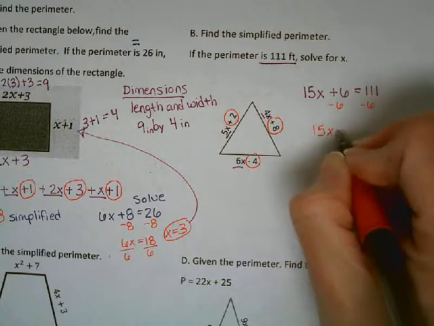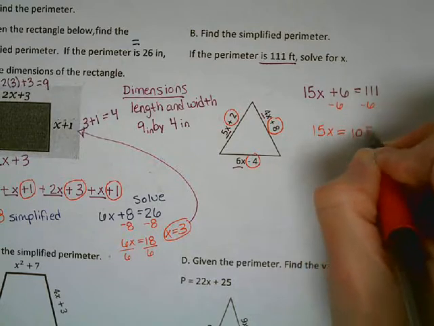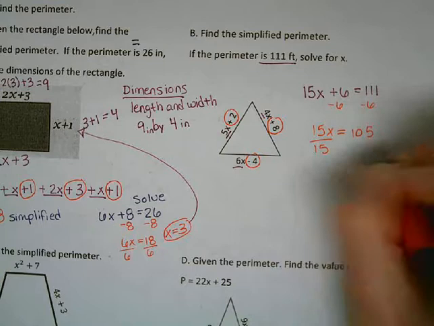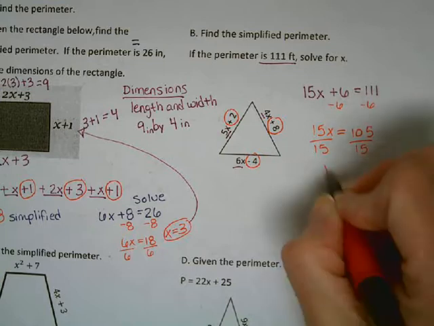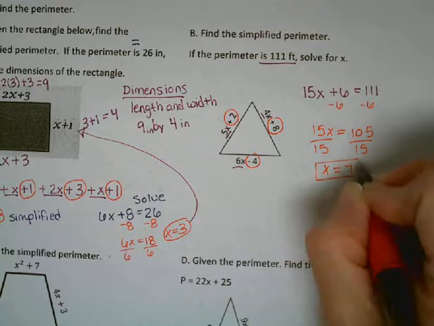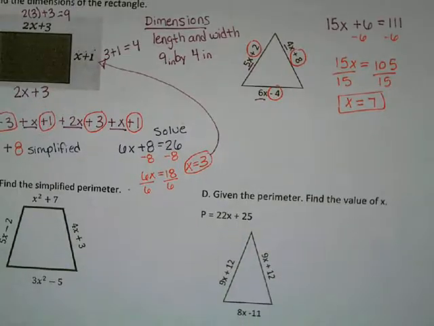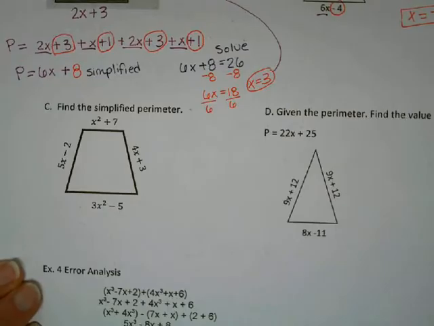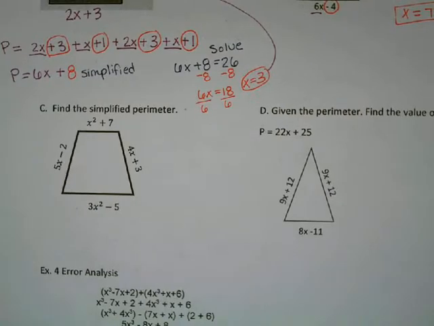And divide by 15. Get x by itself. It says solve for x. So x equals 7. So perimeter is adding up the sides. If it wants you to go further, then you would solve for something. This one only says to simplify the perimeter, which means you're only adding up your sides.